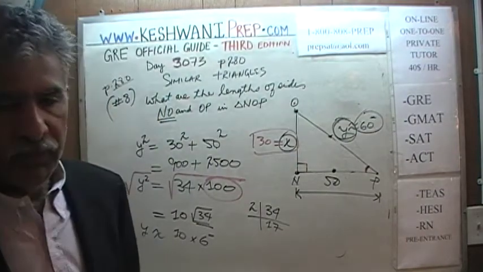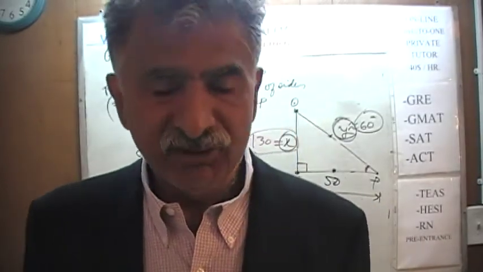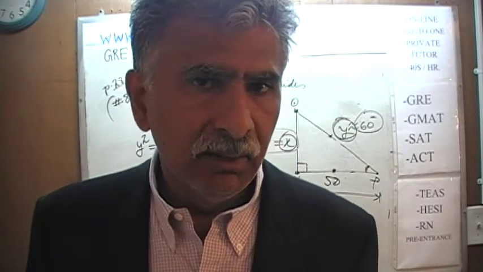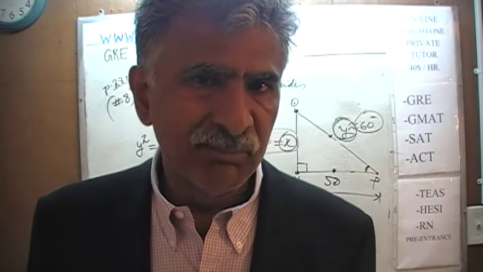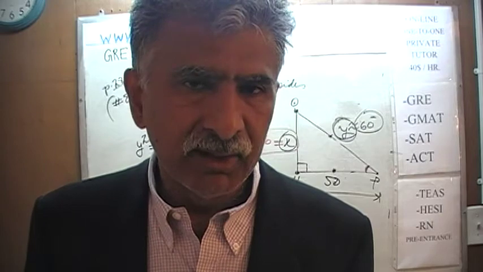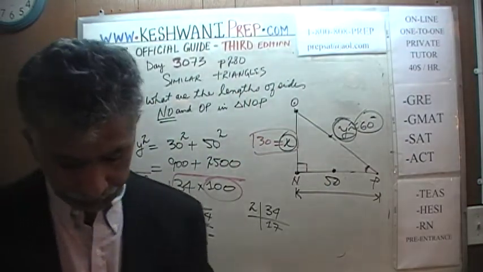But that's not the point. The point here is not that it's a little less than 60. The point is, it is more than 50. It has to be more than 50 because it's the longest side in the triangle. And it is the longest side because it faces the biggest angle in the triangle. It is a right angle triangle. The biggest angle in a right angle triangle is 90 degrees. It faces 90 degrees, so it has to be the longest side.